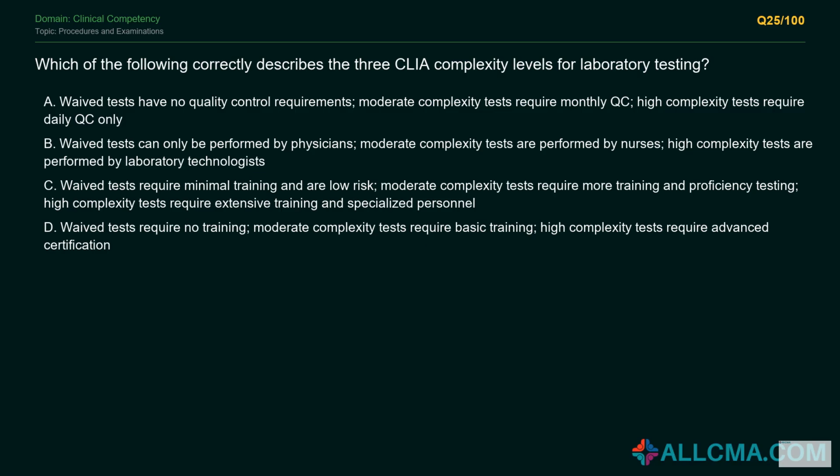Option C, waived tests require minimal training and are low risk. Moderate complexity tests require more training and proficiency testing. High complexity tests require extensive training and specialized personnel. Option D, waived tests require no training. Moderate complexity tests require basic training. High complexity tests require advanced certification.